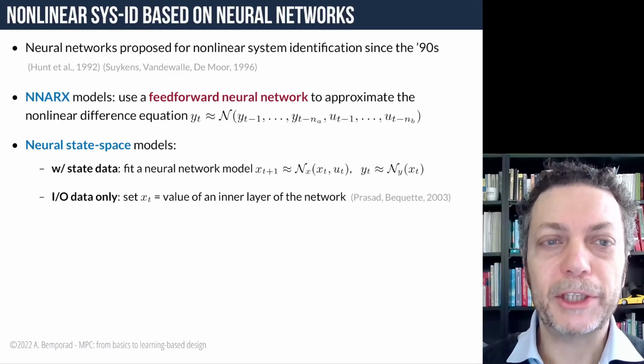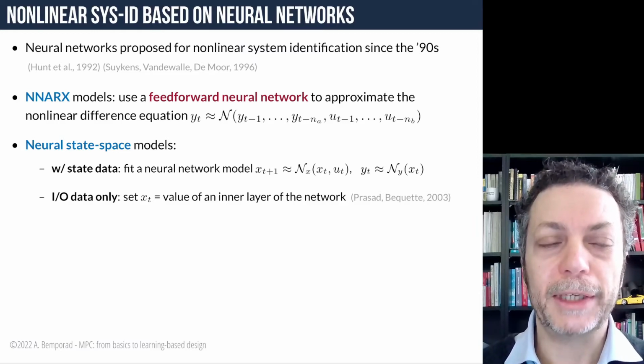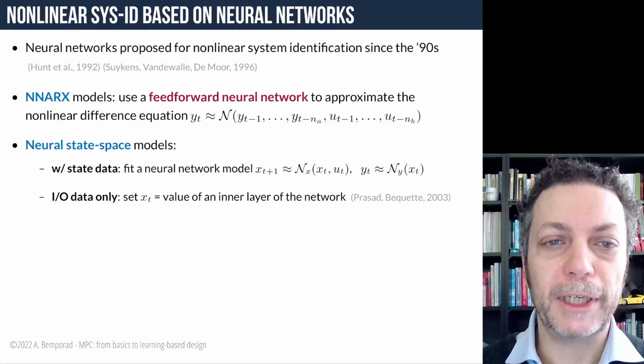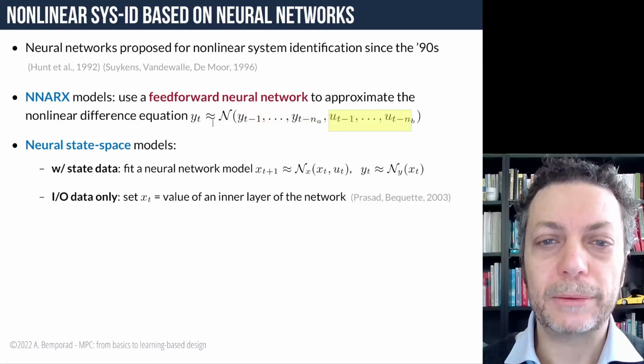Let me start by mentioning neural networks for identifying nonlinear models for control. This is not a new topic at all. I mentioned here some literature from the 90s. There is this nice book from 96 that summarizes a lot of ideas for using neural networks for nonlinear system identification. This can be used in two ways, either to get nonlinear autoregressive models where you map past outputs and past inputs to the current output.